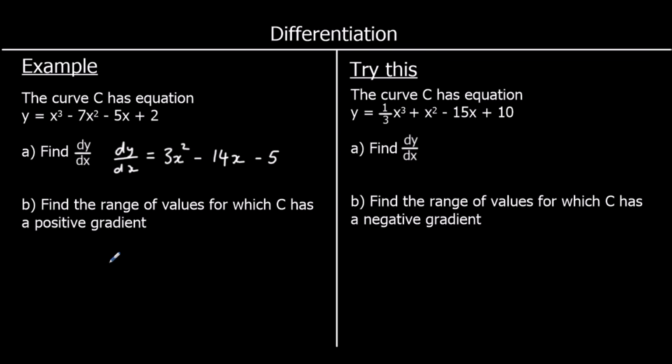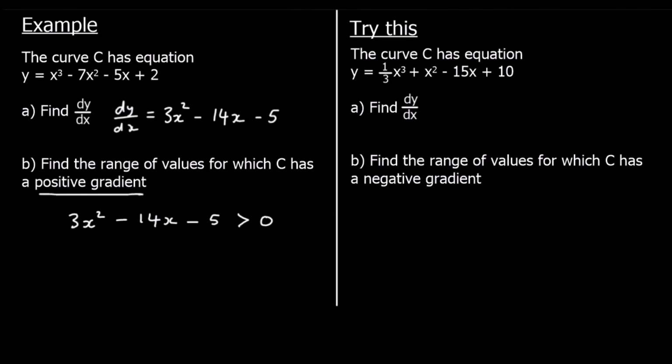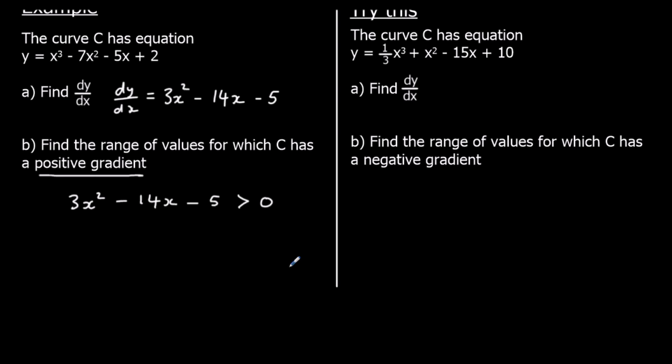Find the range of values for which C has a positive gradient. So it's got a positive gradient when dy/dx is positive, when dy/dx is bigger than 0. So we've got a quadratic inequality to solve. We can solve this by factorizing. It's factorizing a quadratic when we've got a number in front of the x squared. There's lots of different ways that you can factorize this. You need to know one way that you're comfortable with.